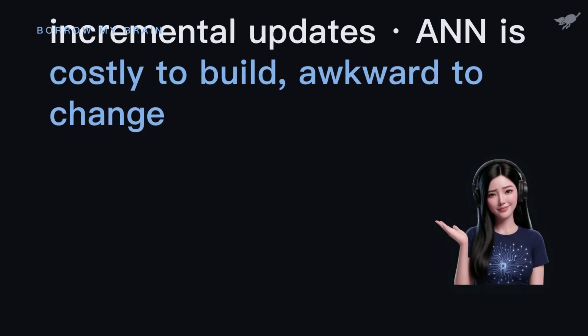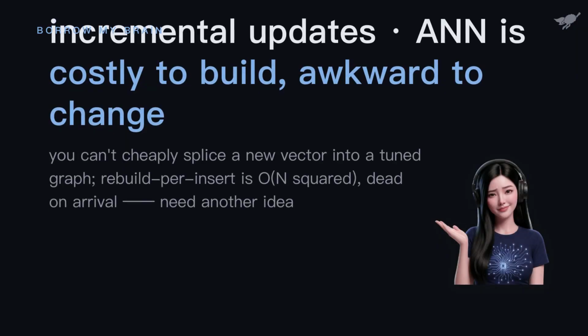Third part, incremental updates. ANN indexes have a headache. They're expensive to build and even more awkward to change. You can't cheaply slip a new vector into a tuned HNSW graph. The dumbest way is to rebuild the entire index on every insert. That's n work for each insert, and n inserts makes it n squared, an instant deal breaker.